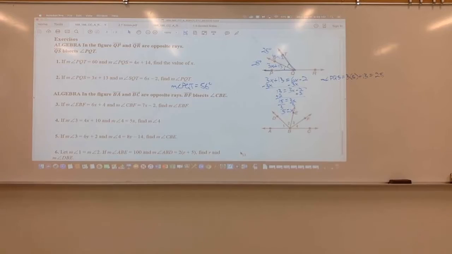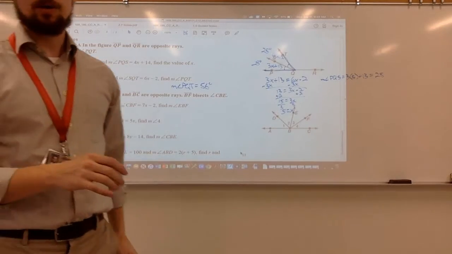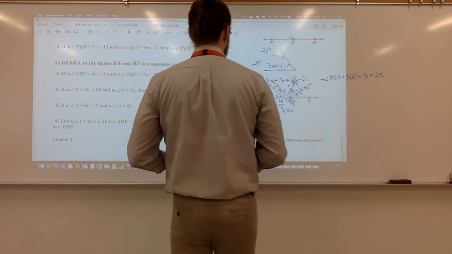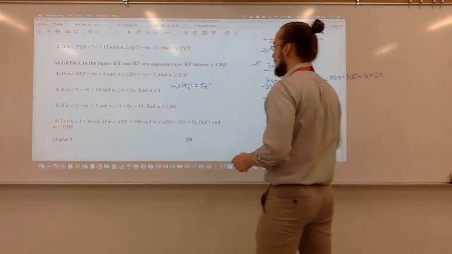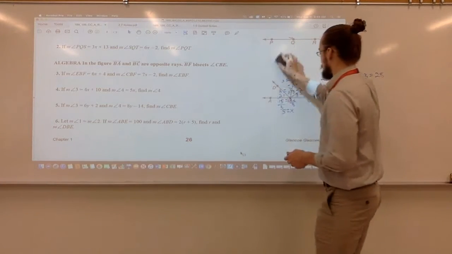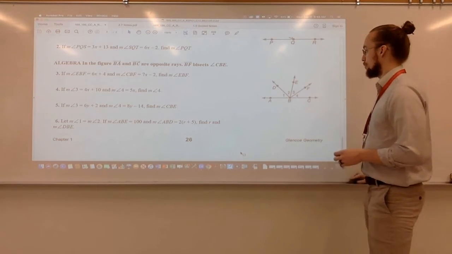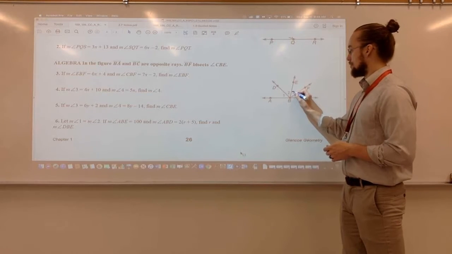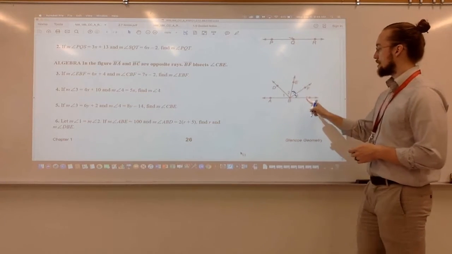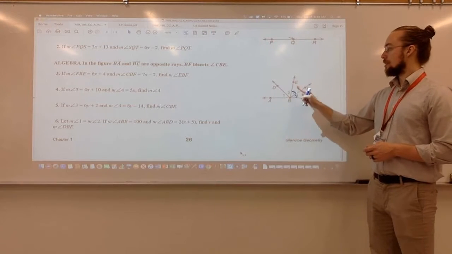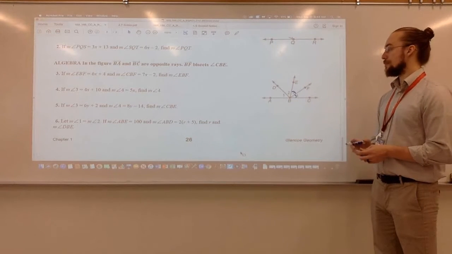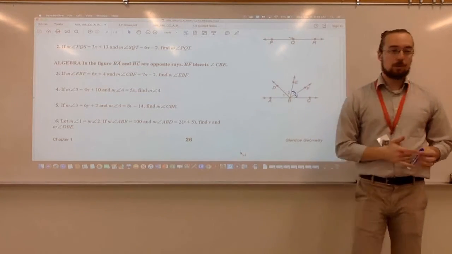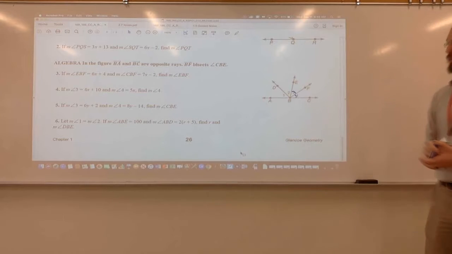All right, let's jump down to the next diagram and try some of these then. Okay, so what we're told is that BF bisects CBE. So that tells me that these two angles are the same. If BF bisects CBE, these two angles would have to have the same measure. Okay, so take a look at what we're given at number 3. Try to set up and solve an equation here.